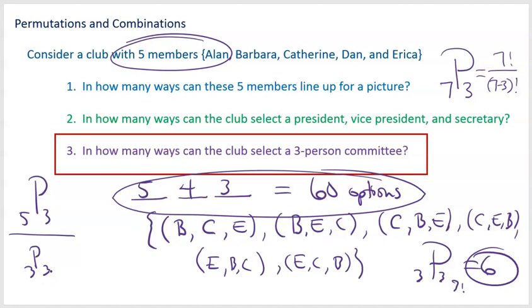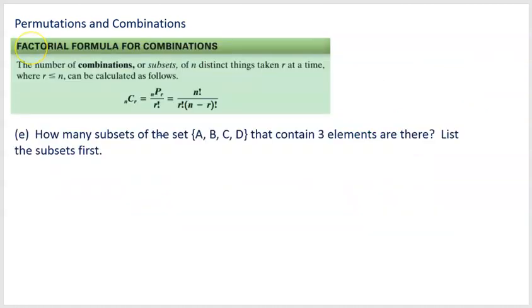Right? So I wonder if we can make a formula that would be a lot easier to think about than what we're doing right here. And we do have a formula for that. If you'll notice in green here, we have a formula for what we call combinations. Now, if we read what it says: the number of combinations or subsets of n distinct things taken r at a time, when r is less than or equal to n, can be calculated as follows. So notice the notation for a combination is a big C.